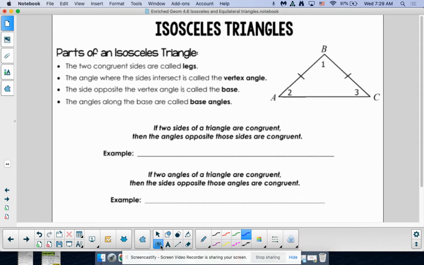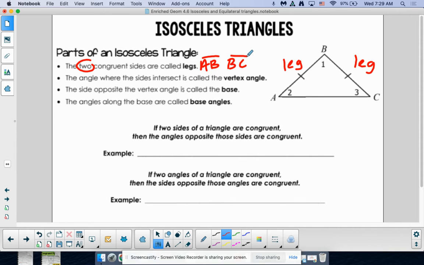We just have some general vocab to go over here. So remember, an isosceles triangle has two congruent sides, right? And we call these the legs. So this would be a leg, and this would be a leg. Okay? I guess we could write that here too. So AB and BC would be your legs.